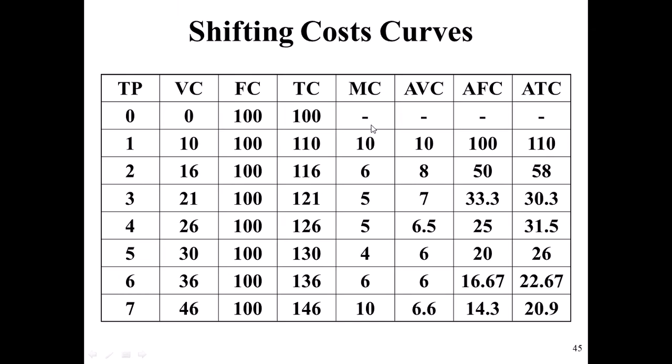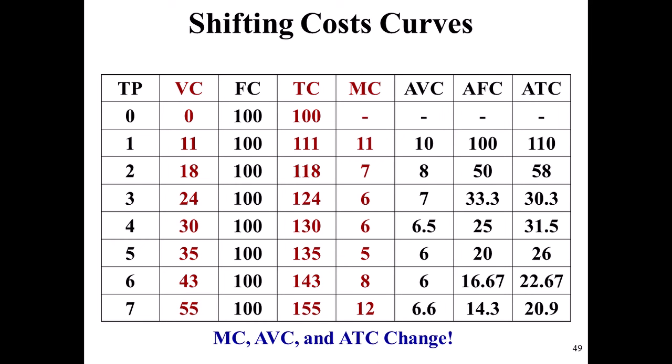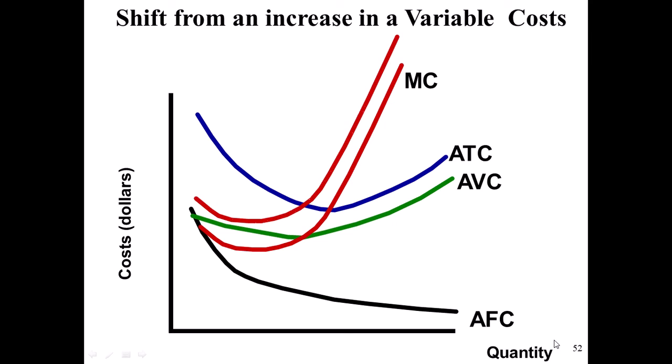Okay, what if our variable costs move? Well, if the variable costs move, obviously the variable cost chart's going to change. The total cost. Marginal cost changed, as you can see, because everything is now different. The differences between each are now greater. All right, average variable, average total. What's important about that? Our marginal cost moves.